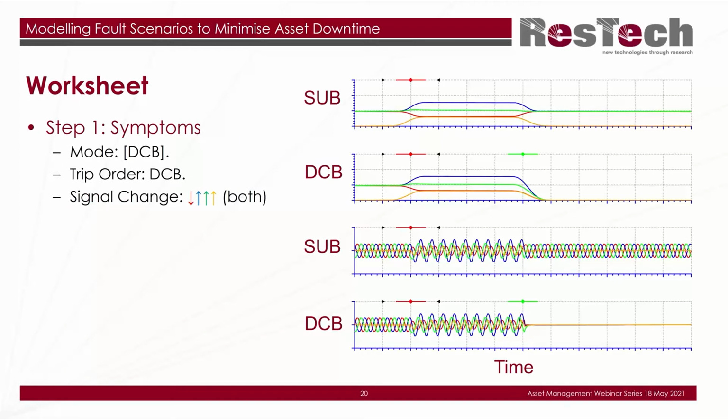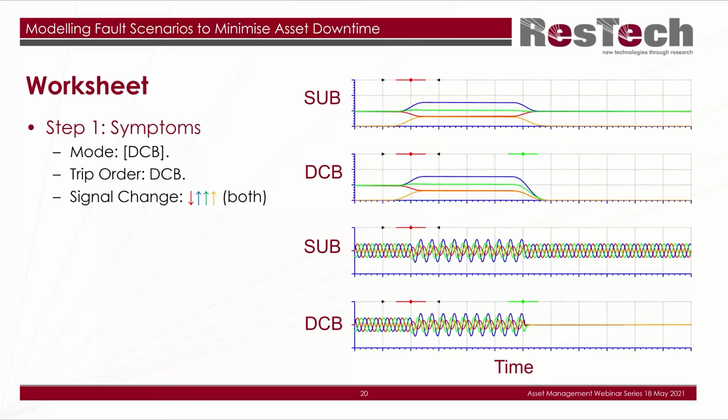So if we look at what the worksheet does, we go through the steps we mentioned before. So first of all, look at the symptoms. Okay, we know we're in mode DCB. And the trip order is the DCB only trips. Okay, so I've shown there the green diamond showing the DCB tripping.